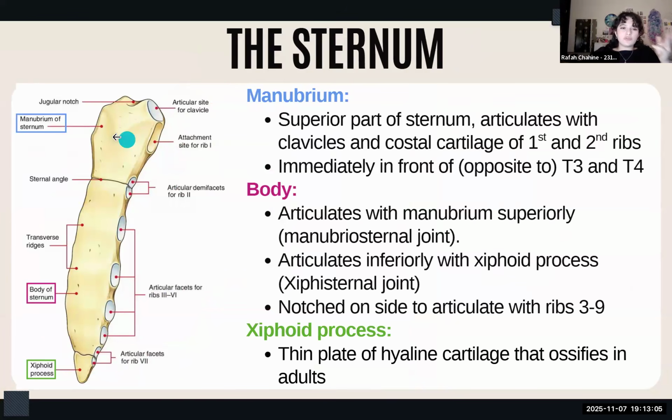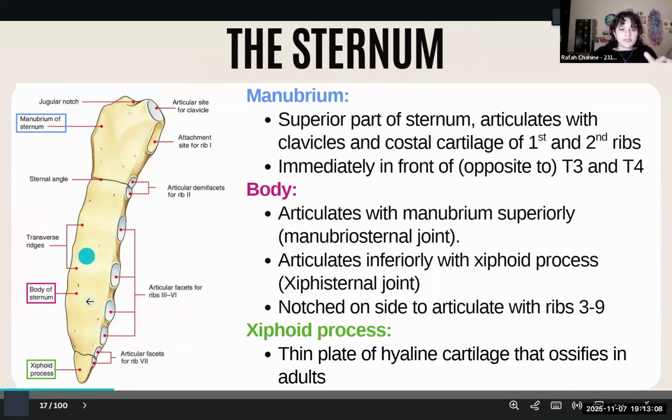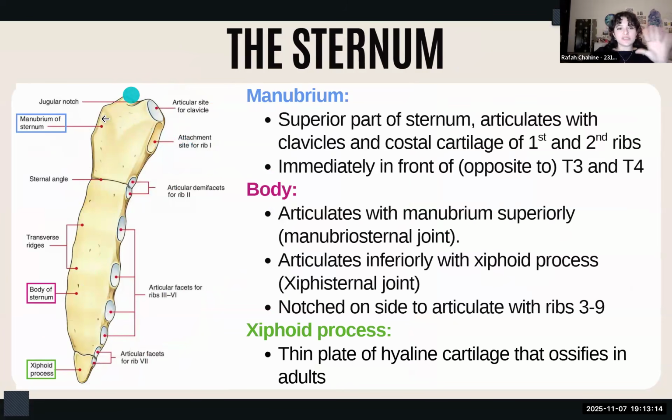The sternum can be divided into three main parts. We have the manubrium, the body, and the xiphoid process. Okay, starting off with the manubrium. A few important things that I want you to note about the manubrium is number one, the jugular notch. The jugular notch, you can actually feel it. It's right here. If I were to take a deep breath in and hold, and I'm currently touching my jugular notch, okay? And then another thing that I want you to note is the articulating site of the clavicle.